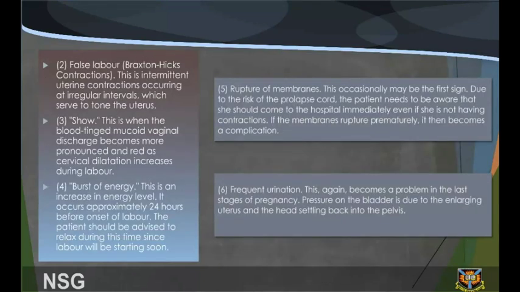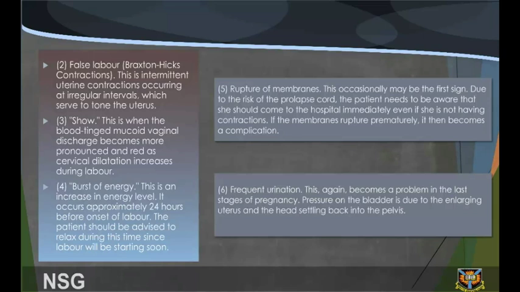False labor, Braxton-Hicks contractions. These are intermittent uterine contractions occurring at irregular intervals, which serve to tone the uterus. Show. This is when the blood-tinged mucoid vaginal discharge becomes more pronounced and red as cervical dilatation increases during labor. Burst of energy. This is an increase in energy level. It occurs approximately 24 hours before onset of labor. The patient should be advised to relax during this time, since labor will be starting soon.